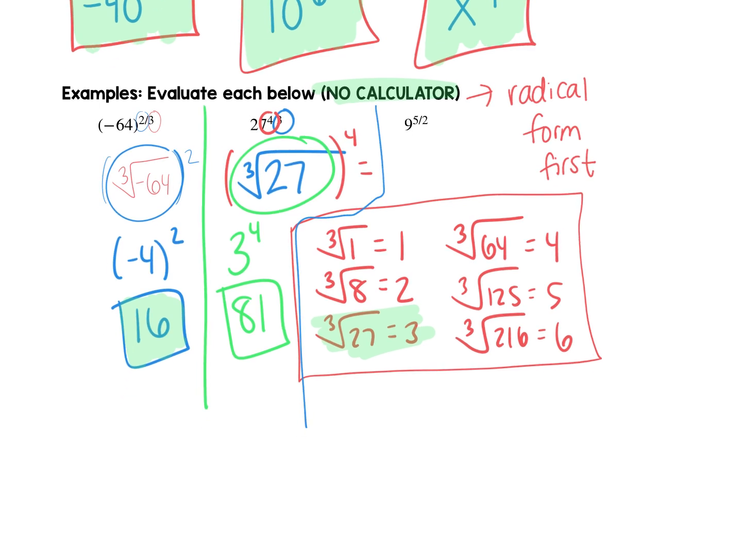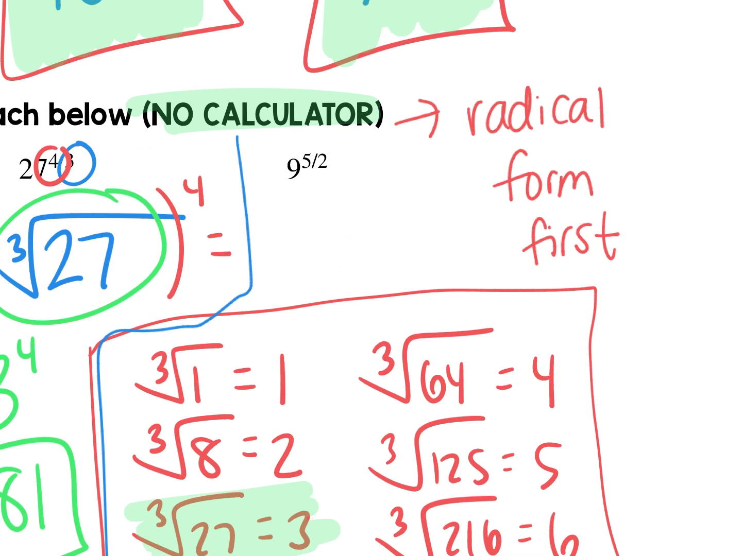We have 9 to the power of 5/2. So this is the kind of root it is. So it's the square root of 9. Remember, you don't need to write an index there. We don't write a little 2 there. It just looks kind of funny. It's implied that it's a square root. And then it's to the power of 5. So the square root of 9 is 3.